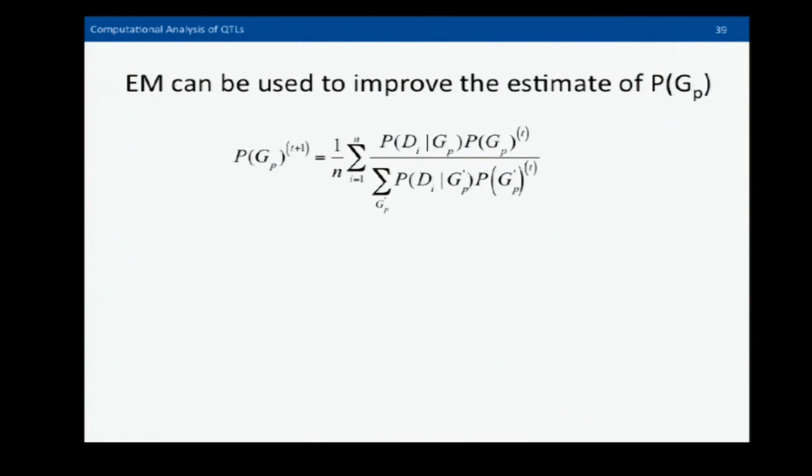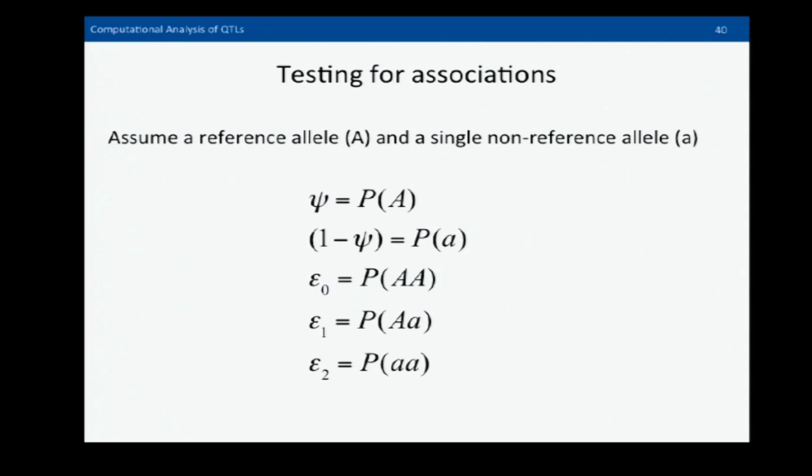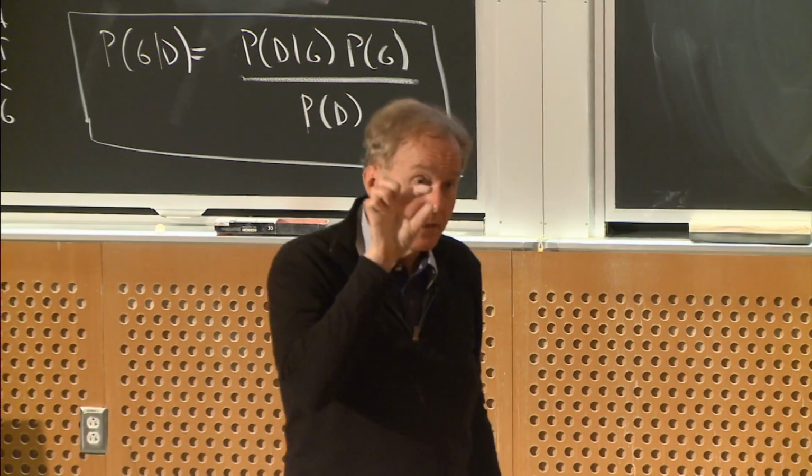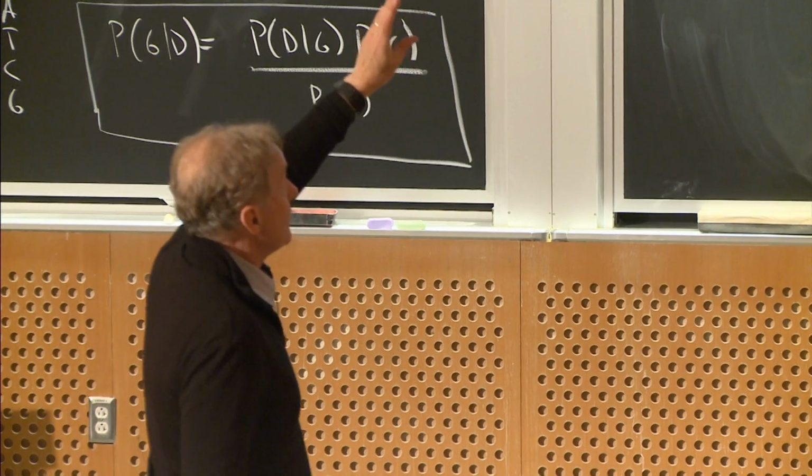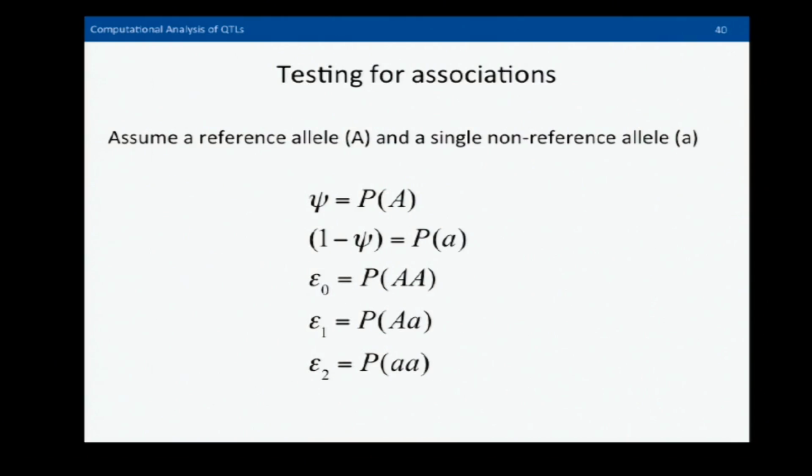Okay, so going on then, if we go back to our 0, 1, 2 genotype representation, we can marginalize psi, which is the probability of the reference allele being in the population, and 1 minus psi being the probability of the non-reference allele, where the capital alleles are reference and the little ones are non-reference. And then for epsilon 0, epsilon 1, epsilon 2, those are the probabilities of the various allelic forms of various genotypes. And actually, I think epsilon 0 should be little a, little a. I've got the two of them flipped, but it's not really that important.